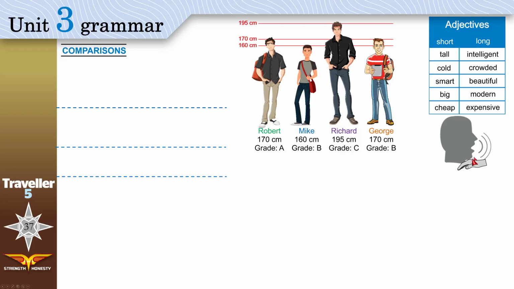How many times did your chin touch your hand? Only one time. Tall. Try to say intelligent. That's 4 times. Intelligent. 4 times. Cold, smart, big, cheap. 1 syllable. These adjectives are short. And also remember that all adjectives ending in Y are short adjectives, even if they contain more than 1 syllable, even if you open your mouth more than once to say them.